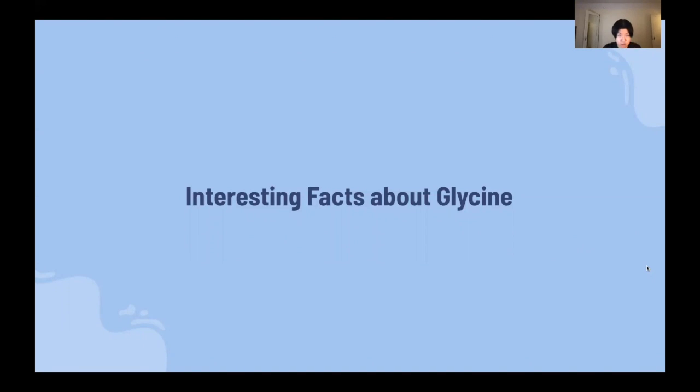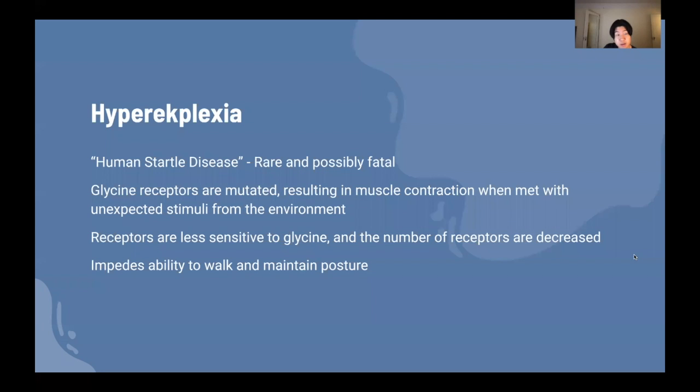Now we'll go over some interesting facts we found about glycine. So first, this is one of the diseases that are related to glycine. This is hyperekplexia, and it's also known as human startle disease. So this is rare and it's a possibly fatal disease. And it occurs when glycine receptors are mutated, which results in muscle contraction when met with unexpected stimuli from the environment. This could be like a bright light or a really loud noise, and this is why it gets the name human startle disease.